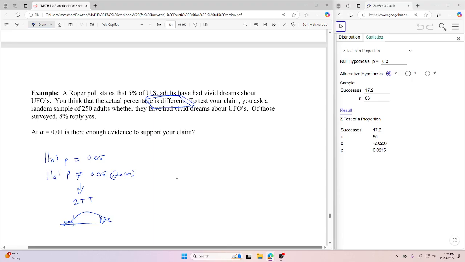Awesome. I guess I should probably read the rest of the problem. So to test this claim, you ask 250 adults if they had vivid dreams about UFOs. Well, we asked, what, 15. So you think it's a good study in here? No? Okay. Right, the magic number is 30.